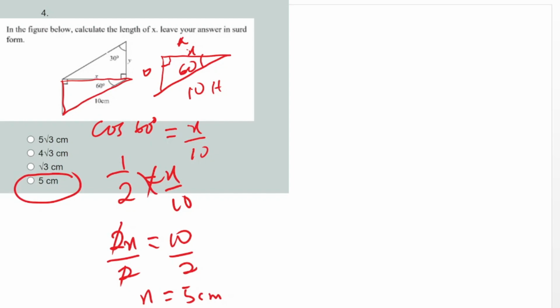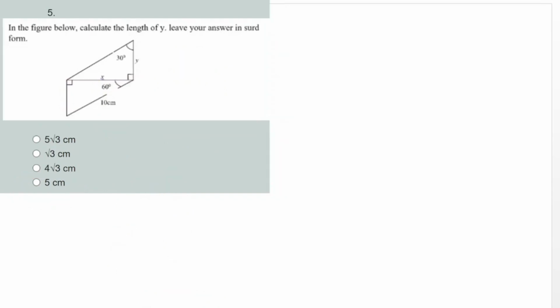So we've known that. Then the last part here, question number 5. We are looking for y. The same thing will be done here. We bring out the shape that has y. This is y here. X here is known as 5. Then this is 30 degrees. So we look at opposite over adjacent. This is hypotenuse, this is opposite, this is adjacent. That is OA.